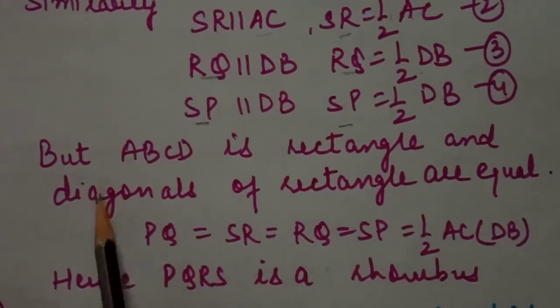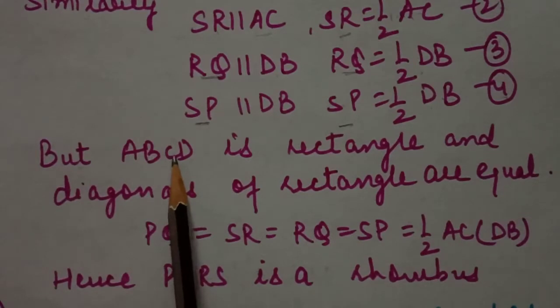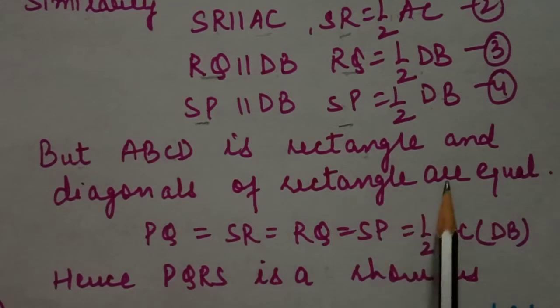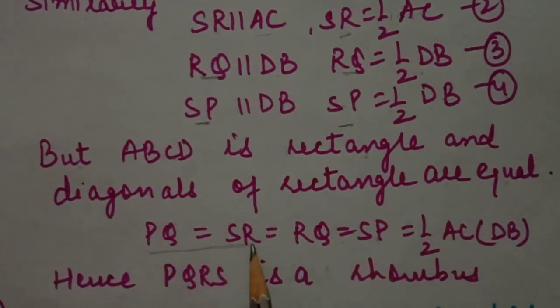The solution is here. We know very well that ABCD is a rectangle. It is given that ABCD is a rectangle, and the diagonals of a rectangle are equal to each other. This is a property of a rectangle. So if the diagonals are equal, all four sides are equal to each other, because these two sides are equal to half of AC and these two sides are equal to half of DB. But AC and DB are equal to each other, because the diagonals of a rectangle are equal. So students, hence PQRS is a rhombus. So your third question is also finished now.